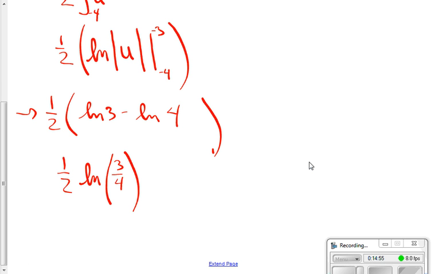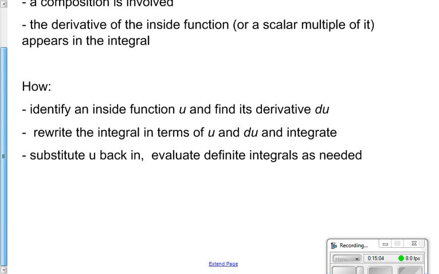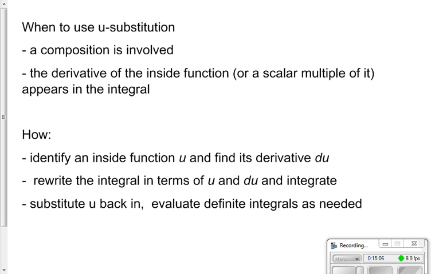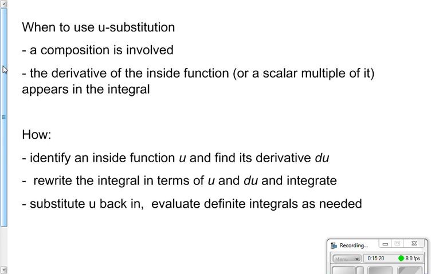Guys, I want you to know that U-subs right now still might seem a little bit of a strange process, and it is. You're completely replacing a function with a different variable. I think there's a little bit of help there. When do you use U-substitution? You've got a composition. The derivative of the inside function also appears in the integral. How do you do it? You identify the inside, rewrite the integral in terms of U, change the bounds if you need to, and go ahead and evaluate. Okay?